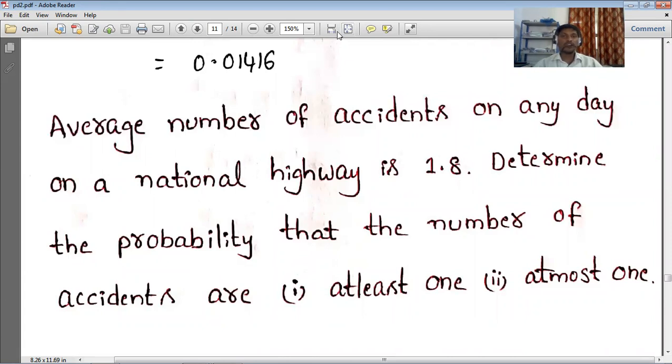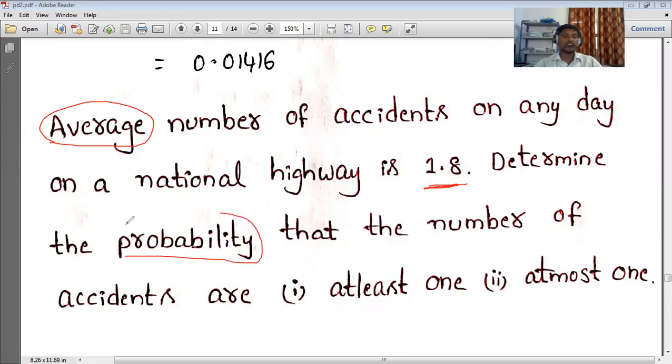Okay, and next, this is also a general one. Here they mentioned: the average number of accidents on any day on a national highway is 1.8. So they clearly mention on average how many accidents are happening on a national highway, 1.8. So 1.8 accidents are happening on a national highway on any day. They didn't say any particular day, just any day. So determine the probability.